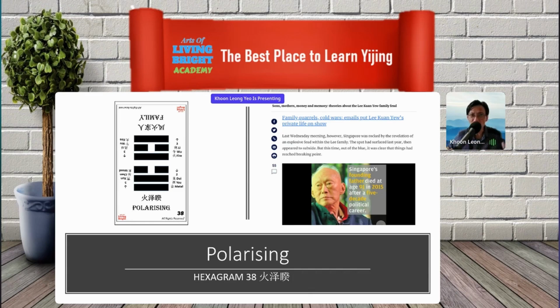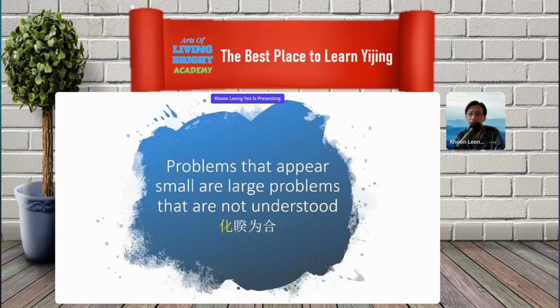But on the positive note, you find that the moment you build a family, right, it is actually building it to a point where the children will grow up and finally leave the house, and then they form their own family. Isn't that also polarizing? So polarizing can mean on a good note or on a bad note. Of course, you want to avoid the bad note lah. So let's move on to this hexagram 38, 火泽睽, basically means polarizing lah. Cannot understand each other already. They're drifting apart.